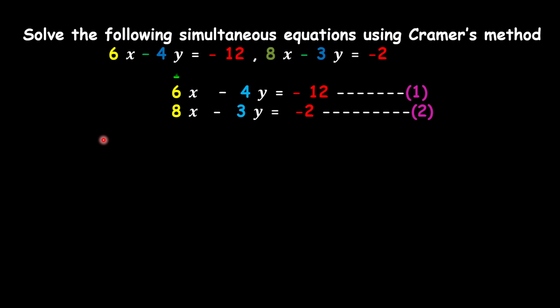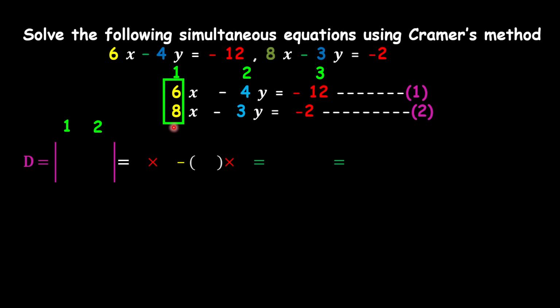The first column is coefficient of x. Second column is coefficient of y. And third column is constant term. Now, we know that D means 1 2. 1 is the column of coefficient of x. Which are the coefficient of x in both equations? 6 and 8. And 2 is nothing but coefficient of y in both equations. Which are the coefficient of y in both equations? Negative 4 and negative 3. Find the value of determinant D.